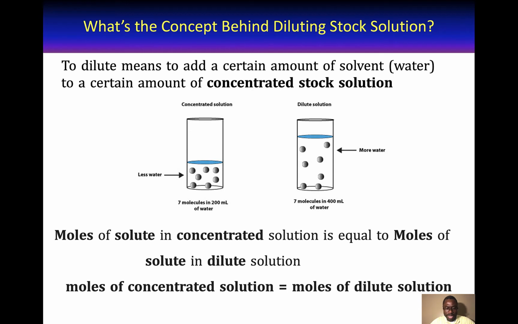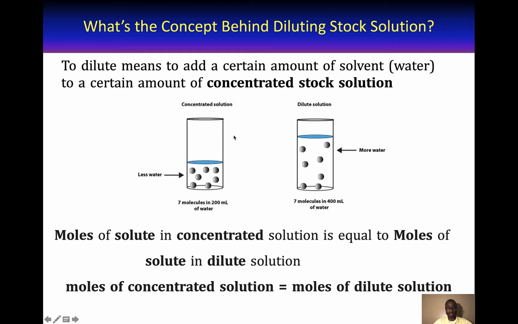To concretely illustrate this, let's look at these particle models here. As you can see, this is a beaker containing a certain amount of solvent. We call the solution in this beaker the concentrated solution. Let's assume that in this beaker we have 7 molecules of solute in 200 ml of water. So that is our concentrated solution. Now let's look at our dilute solution. Let's say we want to make a solution with a lower concentration than what we have here. So we decide to add 200 ml of water.